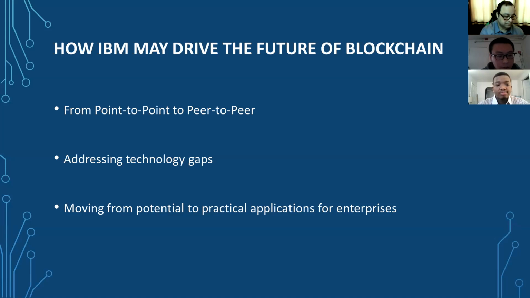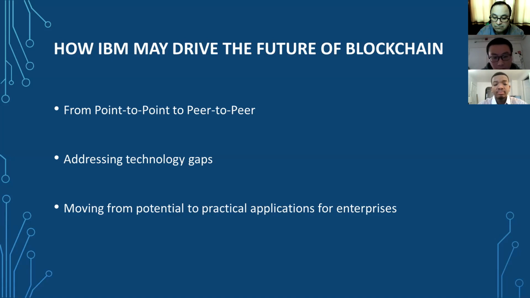Here we are talking about how IBM may drive the future of blockchain in three different areas. The first is going from point to peer-to-peer. IBM blockchain is an opportunity to establish trust without the use of intermediaries and improve the transaction environment at the same time. It allows you to actively collaborate with the entire ecosystem.